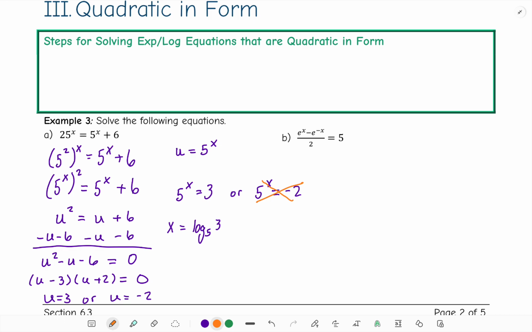And let's say you didn't quite remember that. When you would go through and take the log of both sides, you can't take the log of a negative. So that would leave you with no solution as well.